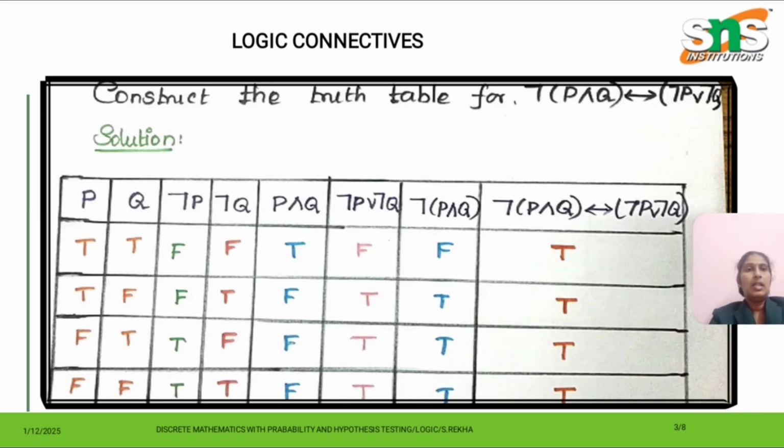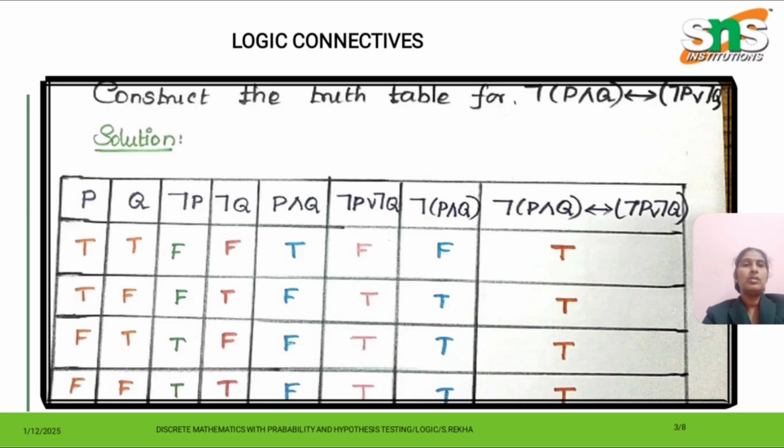Consider negation of (P and Q) implies negation P or negation Q. First, construct the P, Q truth table: true, true, false, false for P, and true, false, true, false for Q. First, negation P: negation means true becomes false, false becomes true, so we get false, false, true, true. Then similarly we take the negation of Q: false, true, false, true.